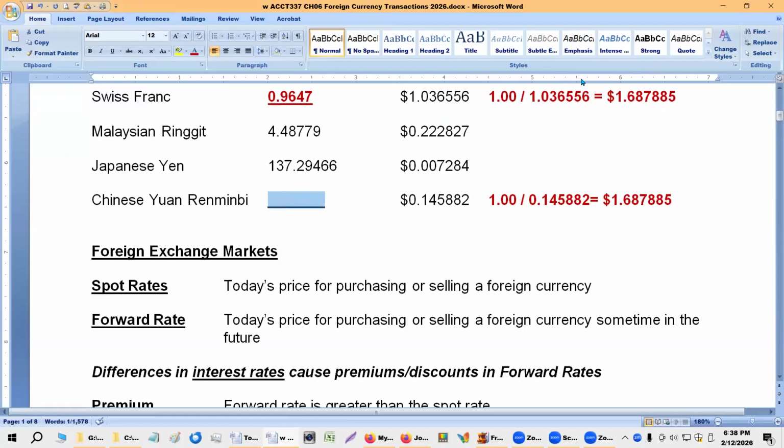Renminbi, yuan. Yeah, just call it yuan. All right, so that'll be 6.8549 rounding.